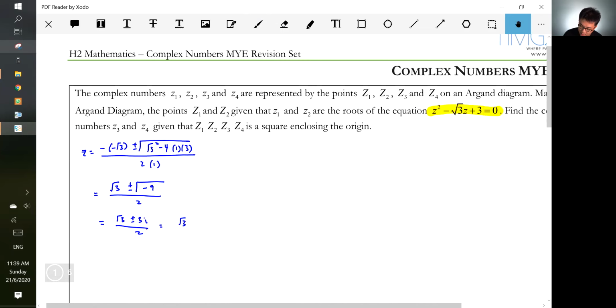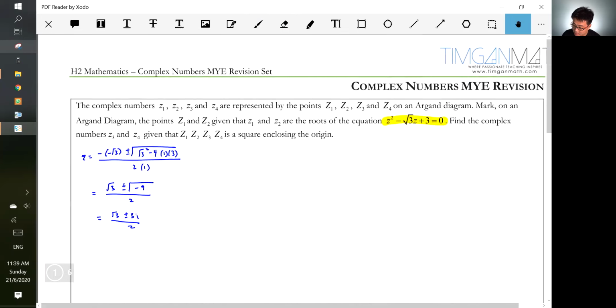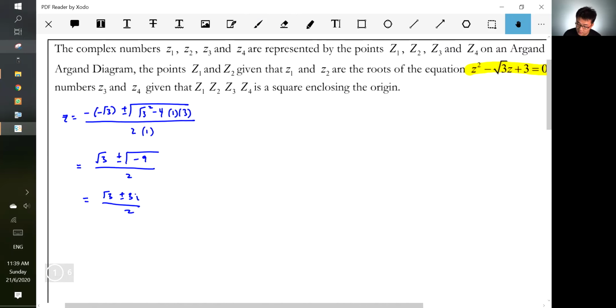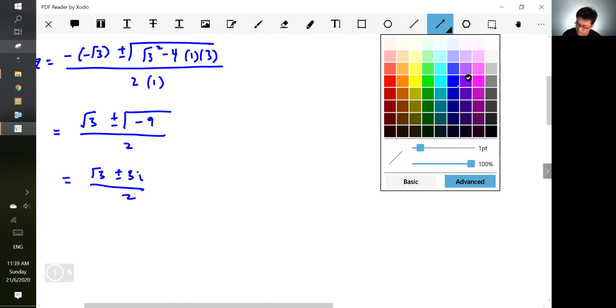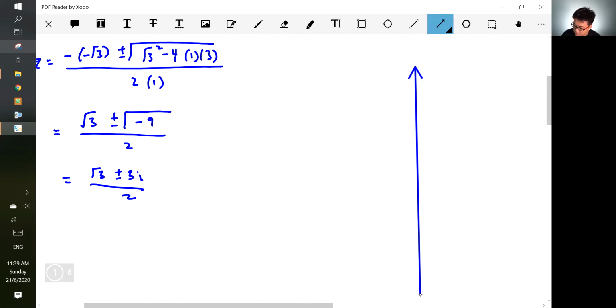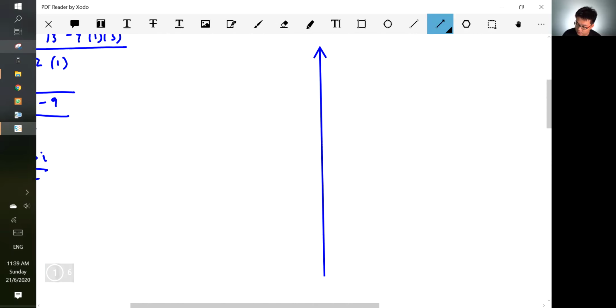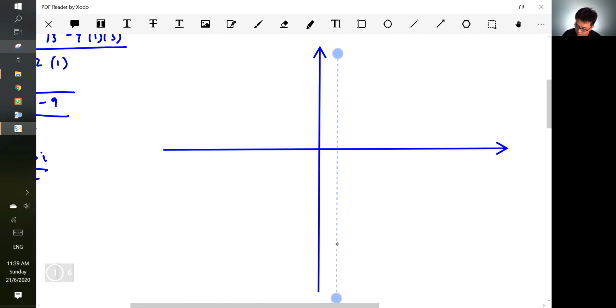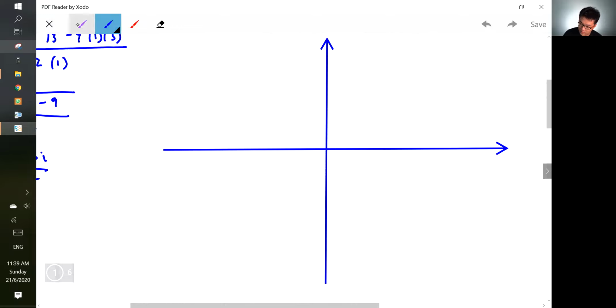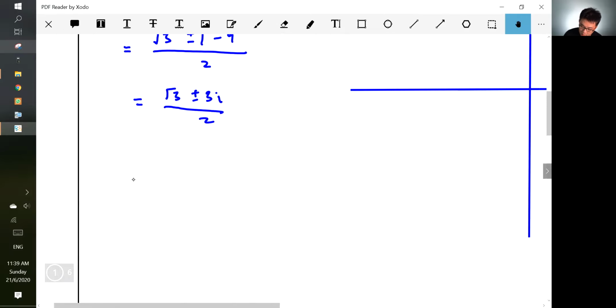Mark on the Argand diagram Z1, Z2. They never say which is Z1 and which is Z2, so just mark them. It doesn't matter. For this kind of question, try to draw to scale. Use the same scale for both x and y axes. It'll be easier. If you're not drawing to scale, you probably cause a lot of trouble for yourself.